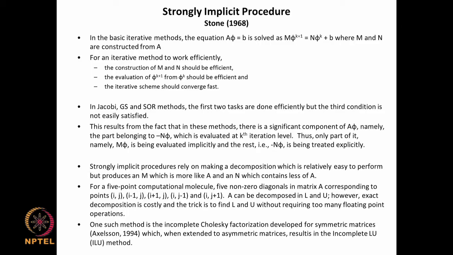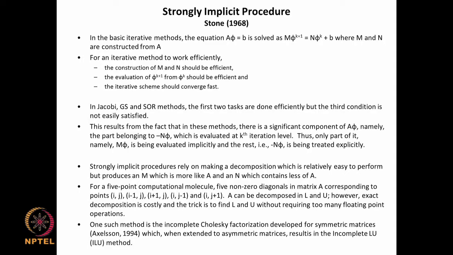And in the Jacobi, Gauss-Seidel, SOR methods, the first two tasks, that is decomposition of A into M and N and the solution of phi^(k+1) from phi^k, are done efficiently, but they lack the third condition, that is, for large matrices you have a very slow convergence rate. And this kind of slow convergence of this iterative scheme comes from the fact that there is a significant component of A phi, especially the part which belongs to N phi, which is evaluated at the kth level.